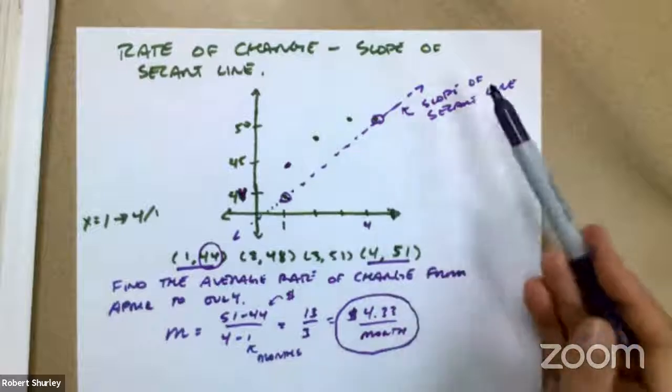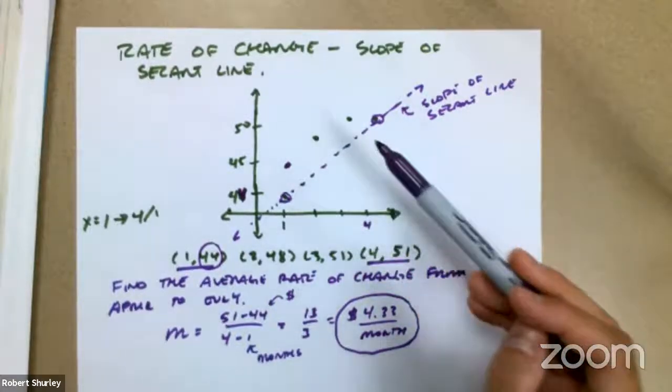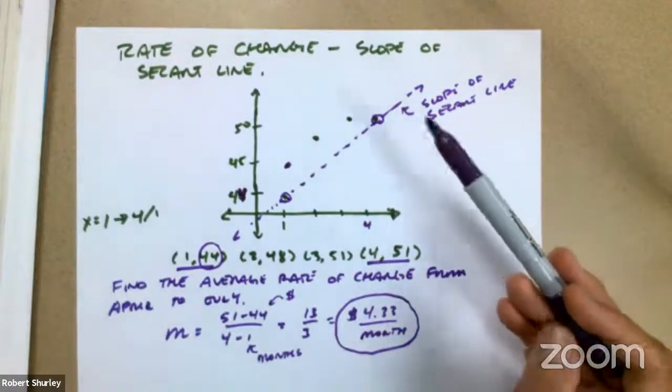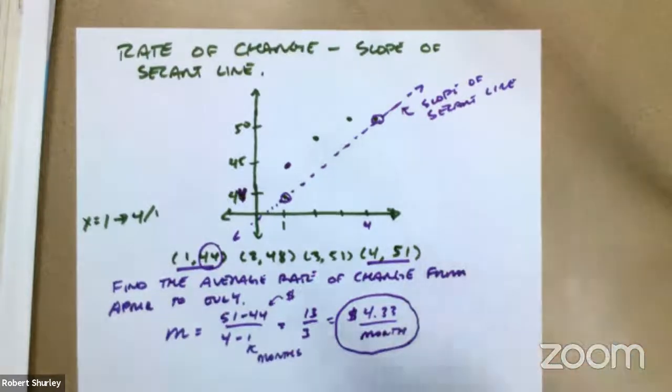So if it stayed on this pace, and of course, if you look at every single other dot, it is not doing that. If I wanted the rate of change for any 2 other months, I'm not going to see that kind of increase.